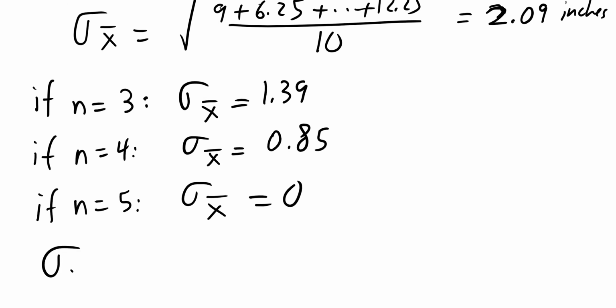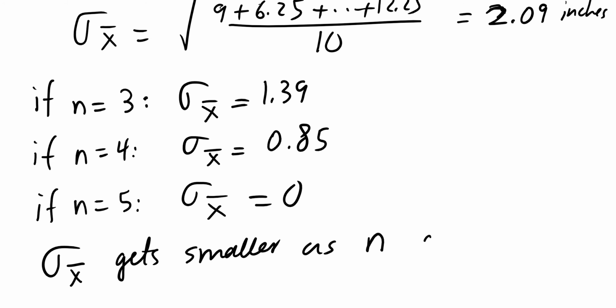This tells us the standard deviation for the sample mean gets smaller as the sample size n gets larger. Do you see that? As the sample size gets larger. This is important to keep in mind. This means the variation of all possible sample means decreases as the sample size increases.